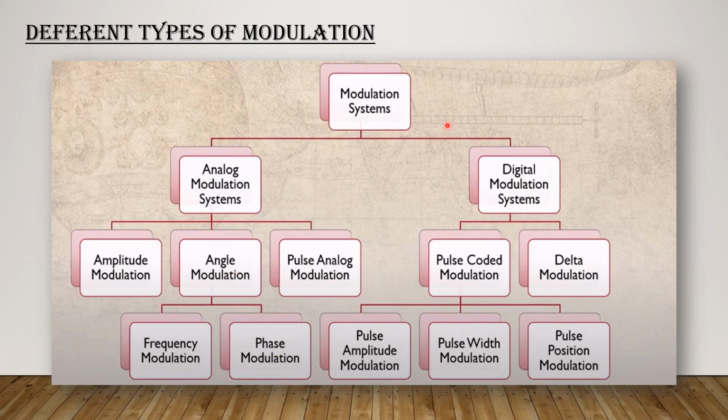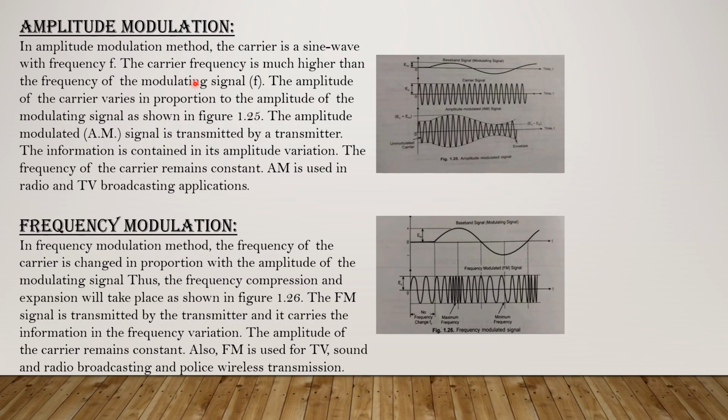And in the other branch, the digital modulation system, it is divided into two parts: pulse coded modulation and delta modulation. Pulse coded modulation can be divided into pulse amplitude modulation, pulse width modulation, and pulse position modulation. So these are the total branches of modulation. After that, we are going to see each topic in detail.